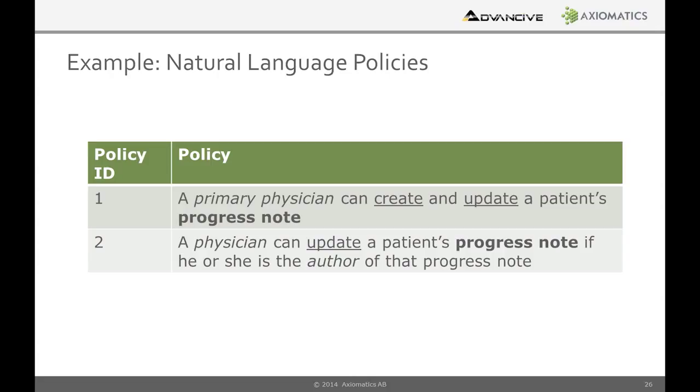So, for example, we know that we need to identify a primary physician or physician or the author of the object. And by the way, David, do you have any comments on this? I know that you like to color code.